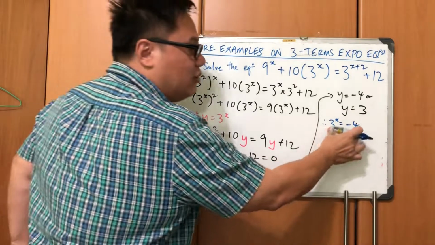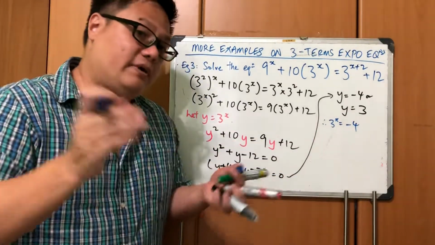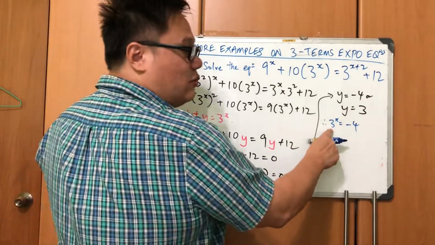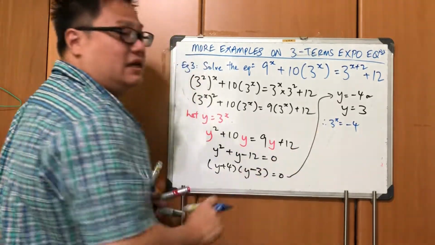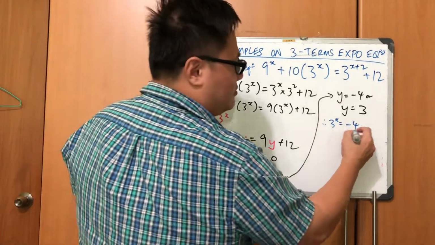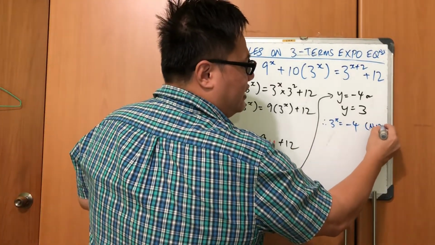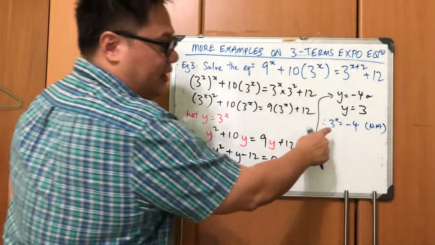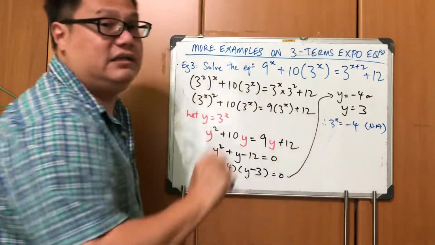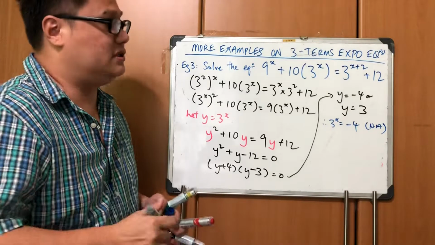But this part I already talked about in my previous example 1, right? Exponential is always positive. It can never be a negative value, impossible. So this part is rejected. Okay, because an exponential can never be a negative value. It must always be a positive value.